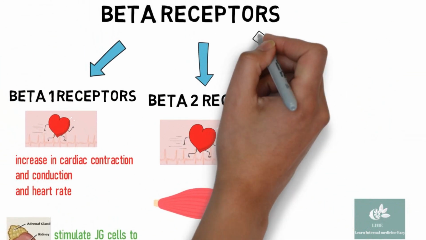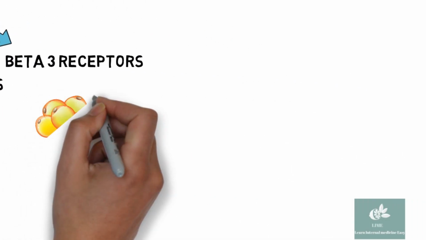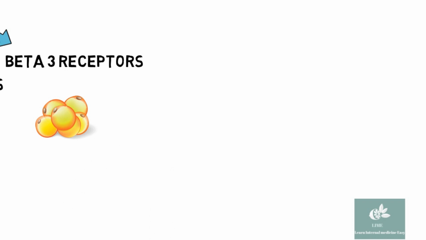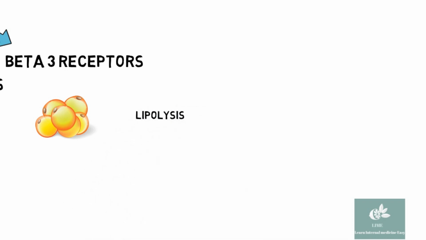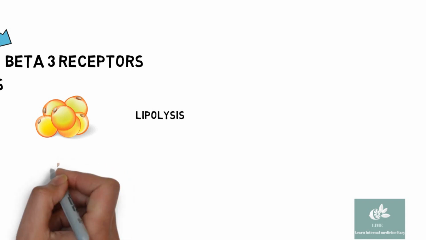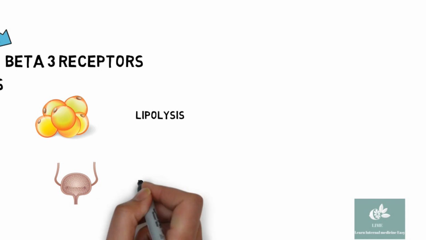Beta 3 receptors. Beta 3 receptors are present in adipocytes. On stimulation, they increase cyclic AMP, which in turn increases the production of hormone sensitive lipase and induces lipolysis. Beta 3 receptors are also present in the detrusor, where they facilitate relaxation.